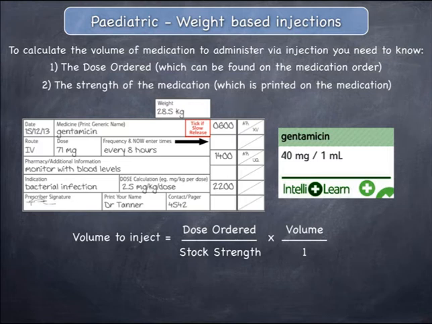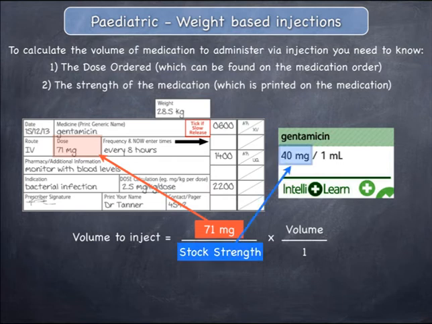Let's now replace each of these quantities with their actual values by reading the medication order and the strength of the medication. The dose that has been ordered can be read directly from the medication order from the box called dose. The dose box specifies how much active medication the patient must be given in each dose. In this case, it is 71 milligrams.